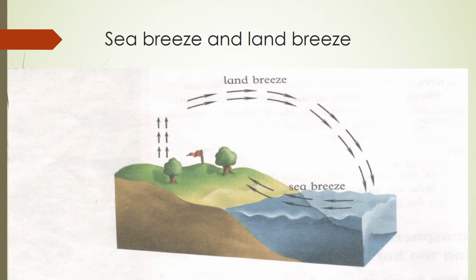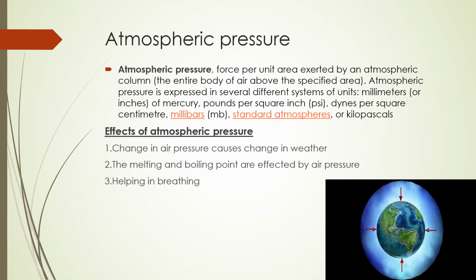While at night, the land cools down quickly, but the water remains warm. The air above the water becomes warm and rises. Air pressure over the water is lower than over the land. Hence, at night, air moves from land to the sea, and this is called land breeze. In this way, air circulates between the sea and land.